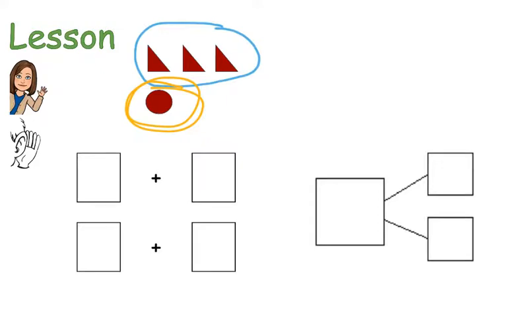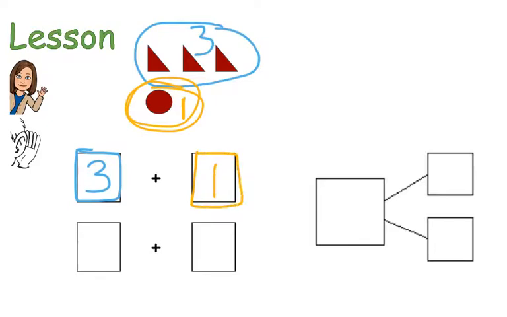So I'm going to fill in my expression here. How many triangles are there? There are 3. So I'm going to write 3. And how many circles are there? 1. Okay, and then I'm going to fill in that part.